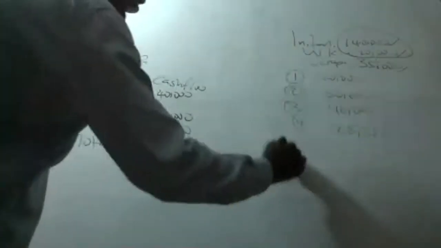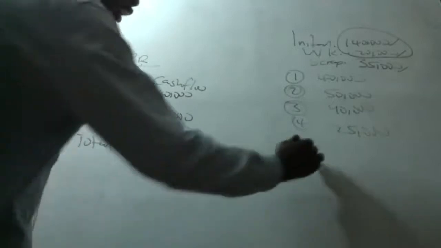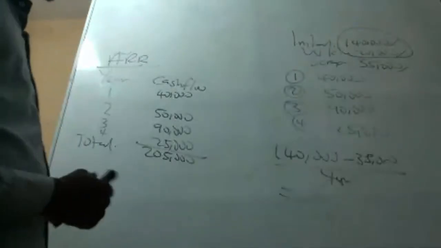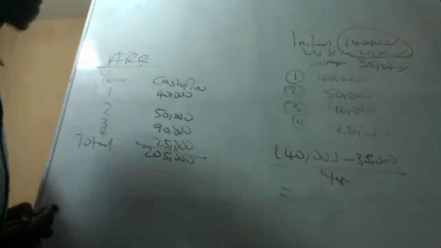26,250 is the depreciation per year. That is 140,000 less 35 divided by 4 years. That one is per year, then you have to multiply it by 4. If you don't want to do that, you can easily take the depreciable amount.